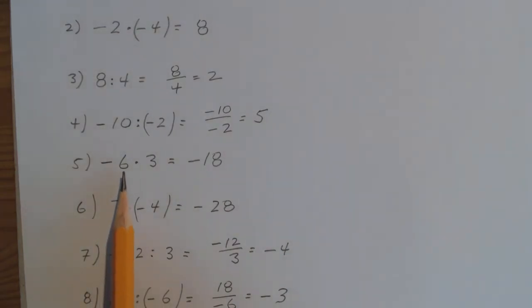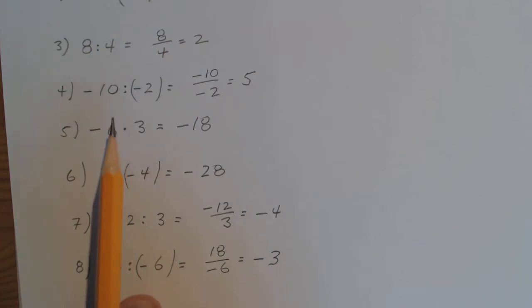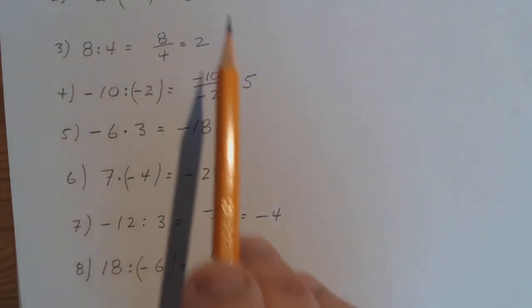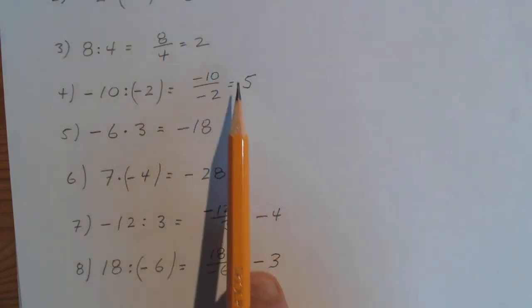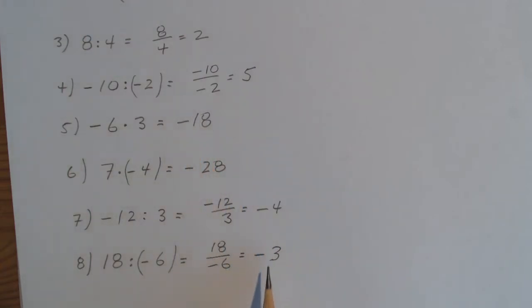If you have a look at now the next 4 examples, these ones here, here we have a negative times a positive. We have a positive times a negative. We have a negative divided by a positive, and we have a positive divided by a negative. So you'll notice in these last 4 examples, the signs of the numbers are different. Now, if we look at the result of the first 4 examples, you notice the results here are all positive. In the last 4 examples, have a look here, the results are all negative.